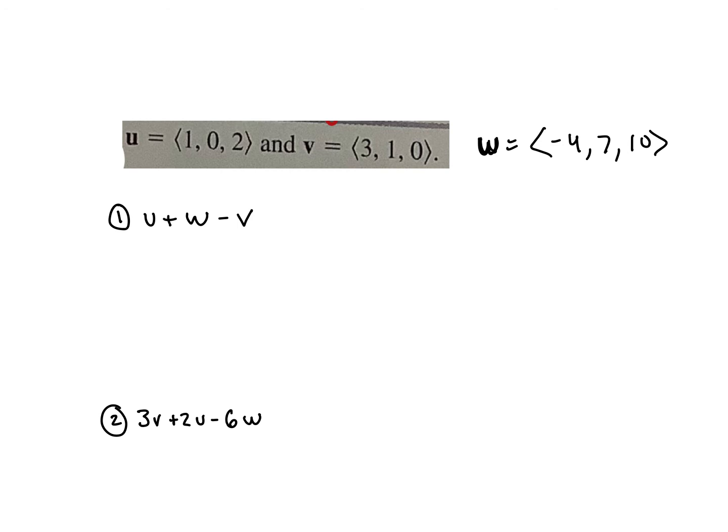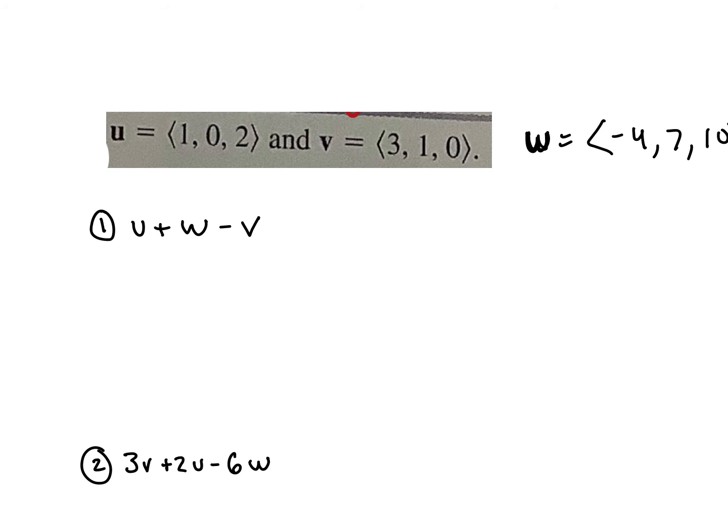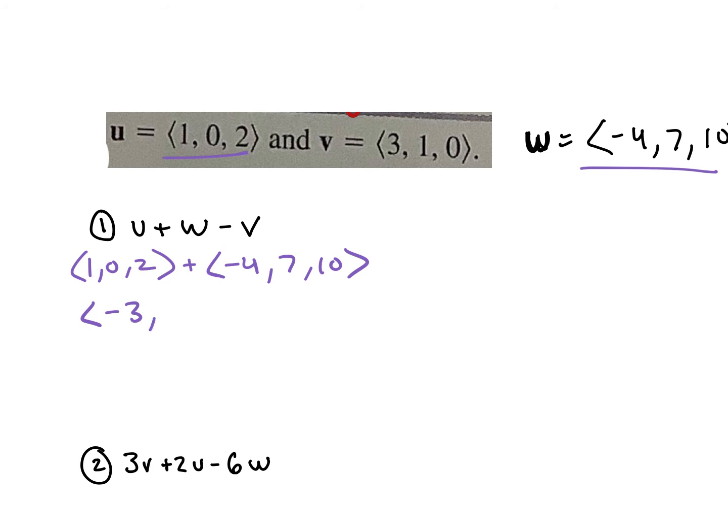So we have u, v, and w. It just asks us to perform the operation. So we have to add u plus w minus v. So first thing I want to do is add u and w. So u is 1, 0, 2, plus w, which is negative 4, 7, 10. You just add the first and the first, we get negative 3. Second and the second, we get 7. And third, we get 12.